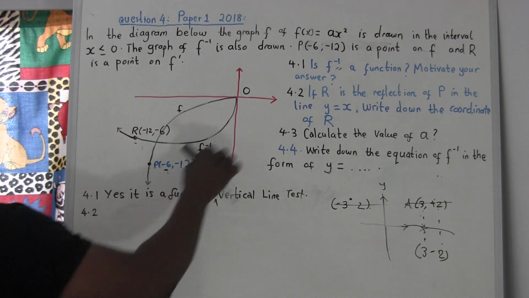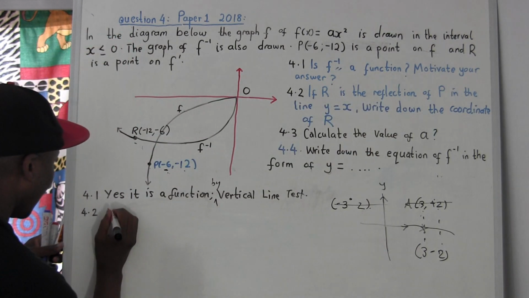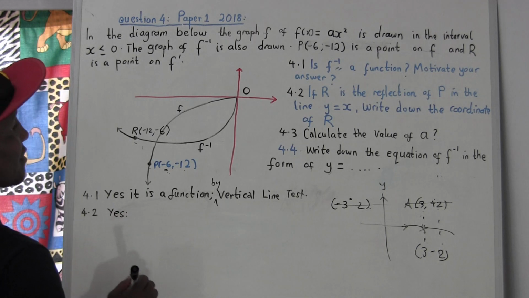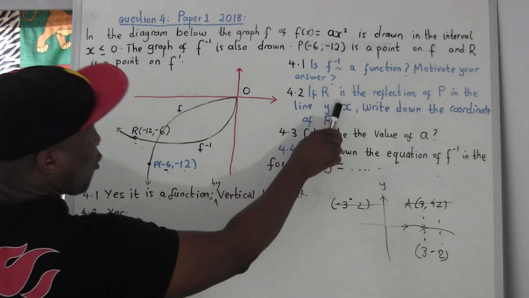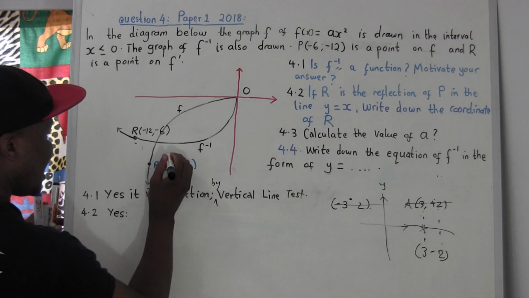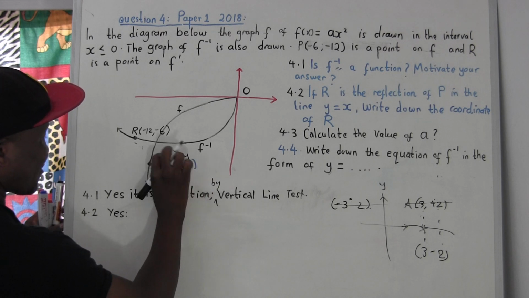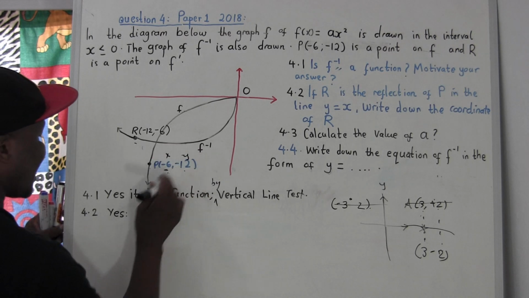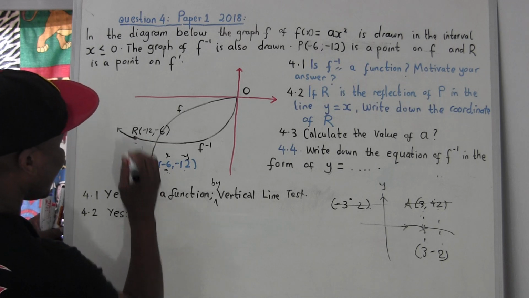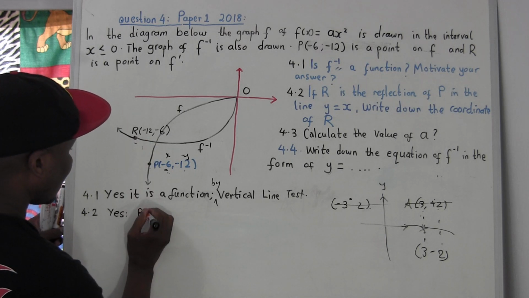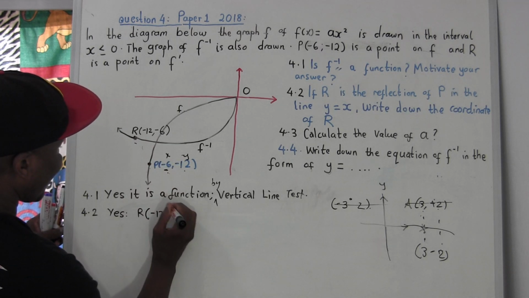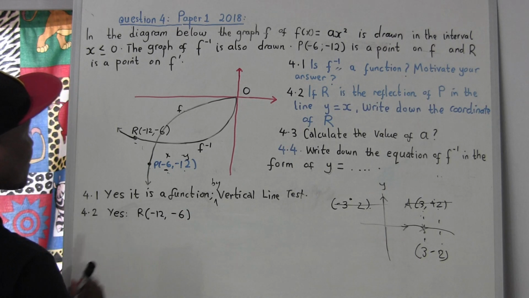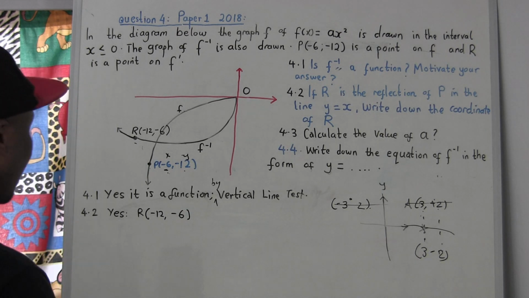So, okay, is that a reflection of P? Yes, it is. You know what I'm saying? They even say here y equals x, which means you have to switch them. This is x and this is y, so the y has to come to x and x has to go to y. So yes, this, our R, is also -12 and x equals -6.